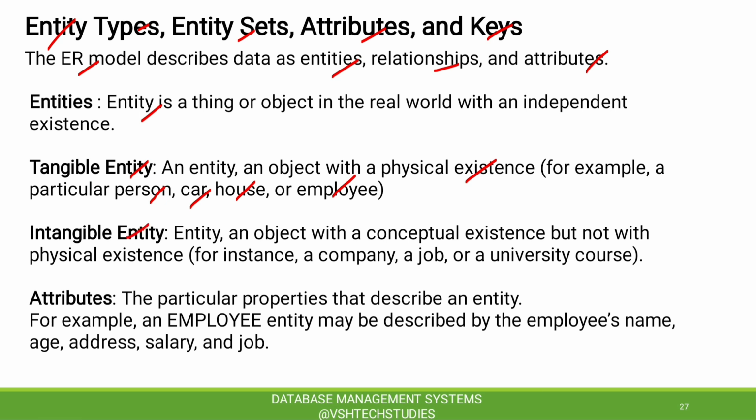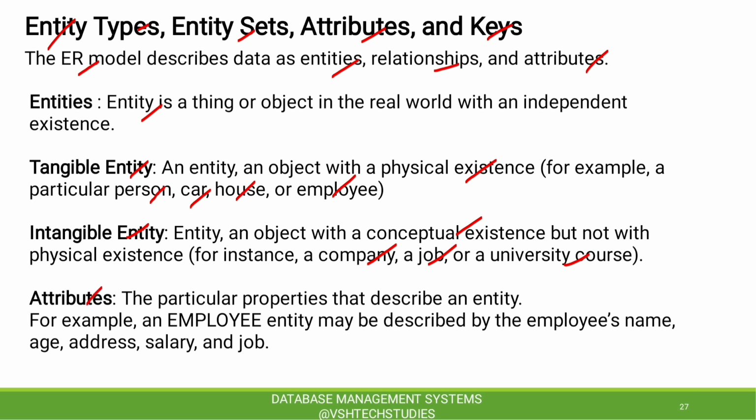Intangible entities, on the other hand, are entities which we cannot touch and feel, which do not have physical existence but have conceptual existence. Such kind of entities are called as intangible entities. For example, company, job, university course. So these we cannot touch and feel. They do not have physical existence but they have conceptual existence. So such objects from the real world are called as intangible entities.